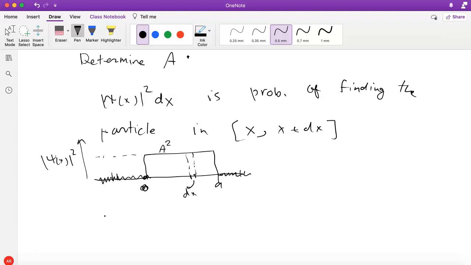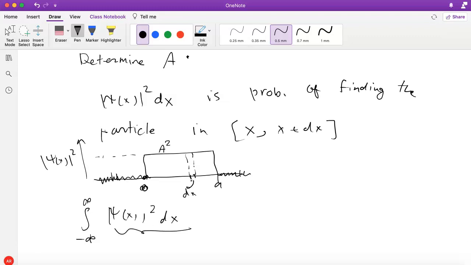But the particle exists, right? So the probability that it's somewhere is 1. So if you add the probabilities for all the intervals from -infinity to infinity, it should give us 1, right? So that means basically I should write the integral from -infinity to infinity. I'm summing over all these tiny probabilities times dx. That's a tiny probability for one interval at position x.